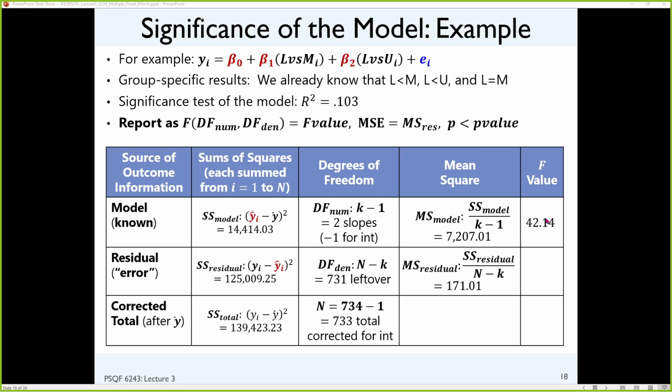If I have F and I have mean square residual, then I can figure out what mean square model must have been. And if I have mean square model and I have degrees of freedom, then I can figure out what sums of squares must have been. So they can work backward to get all the missing pieces just from what's included in this right here.